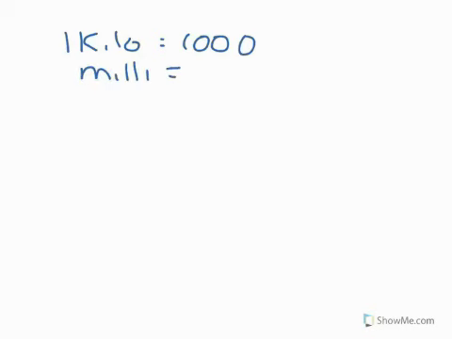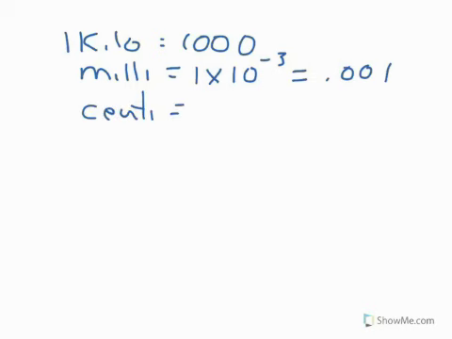We know in this that you have to memorize that 1 kilo is equal to 1,000. Milli is equal to 1,000th, 10 to the minus 3, or 0.001, and centi is equal to 1 times 10 to the minus 2, or 0.01.